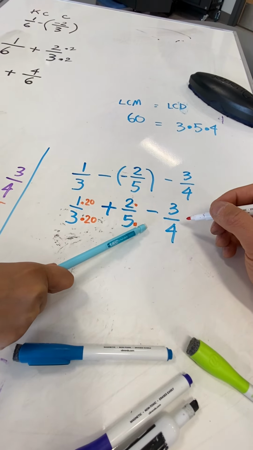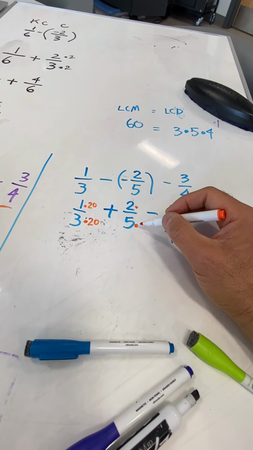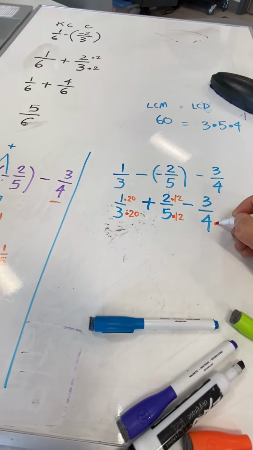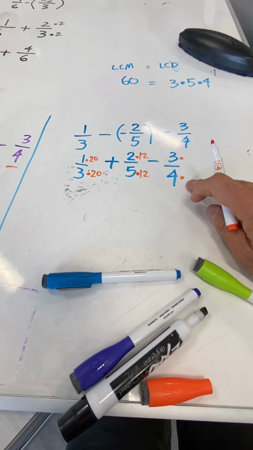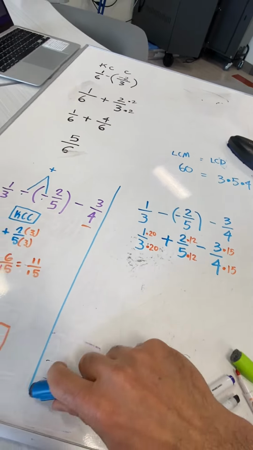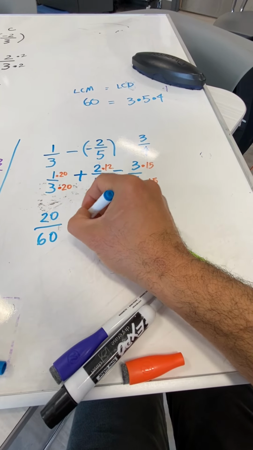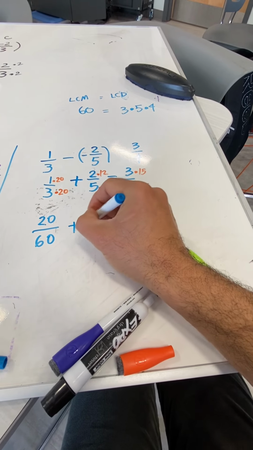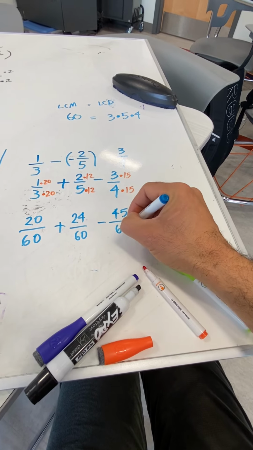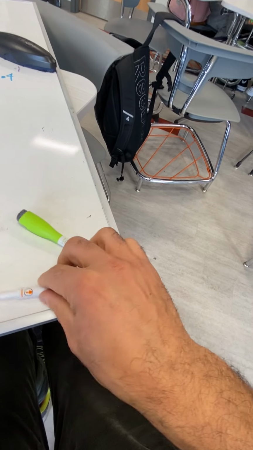we do 5 times 12. That's right. And this one here, how do we get it to 60? We times it by 15. Now help me out. 20 over 60 plus 24 over 60 minus 45 over 60. Okay, now, what's a quick, math genius way to handle this situation?